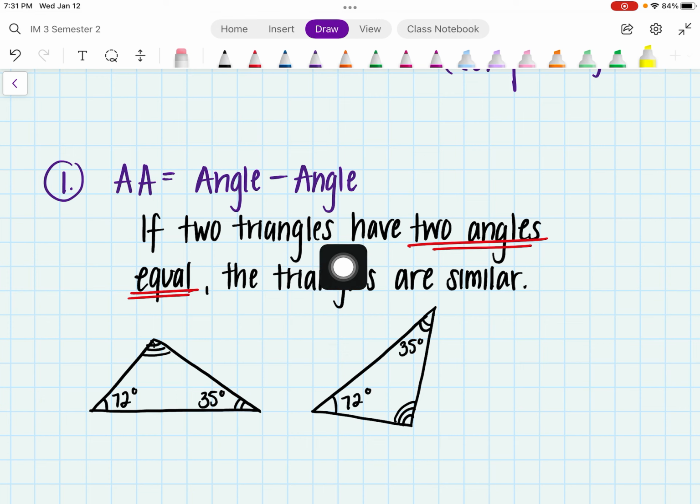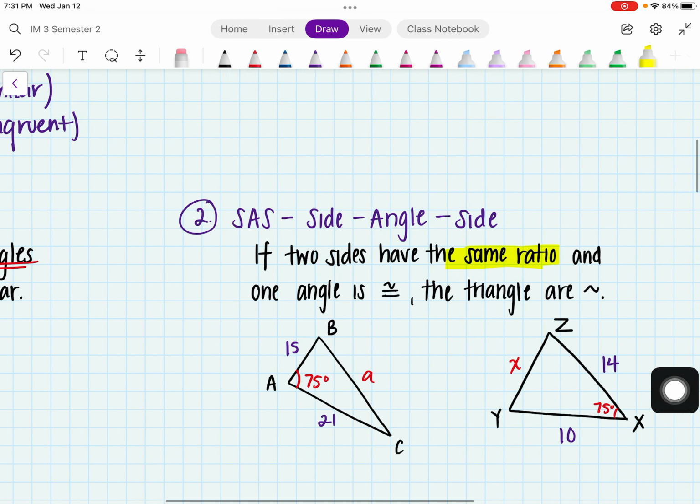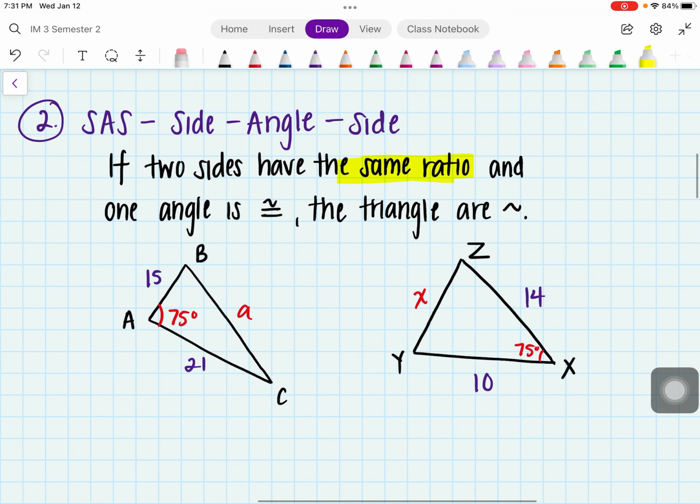So starting off, guys, with our first theorem, angle-angle, it states that if two triangles have two equal angles, then the triangles are similar. Once again, it's just based on whether we have the same angle measurements. In this case, we actually have two. We have 72, which corresponds to the other one, and 35 as well, which would also mean that the third one is similar. So you'll actually only need two angles to determine similarity.